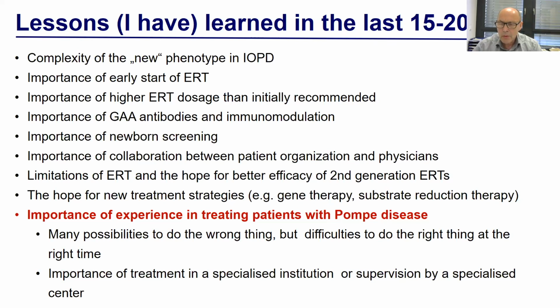And what I have also learned in these 20 years is that in this disease there are many possibilities to do the wrong thing, but that it is very difficult to do the right thing at the right time. And this is something we should not forget. And I think it is important that patients are treated in specialized institutions or that they are at least supervised by a specialized center, because monitoring and treatment and making the diagnosis is something that has become so complex that you really need experience in this disease.